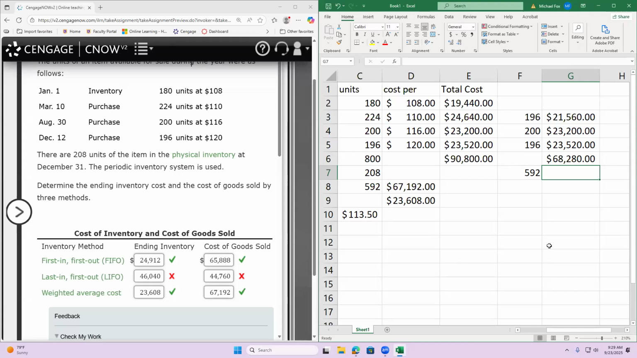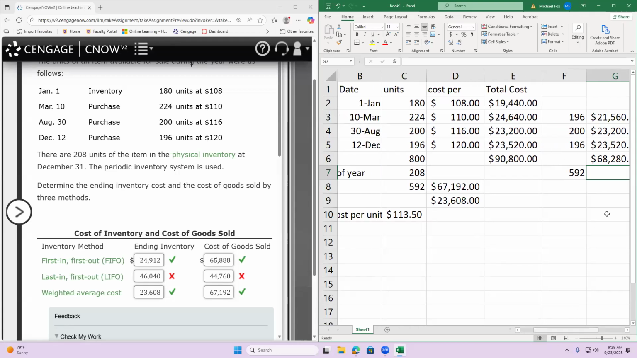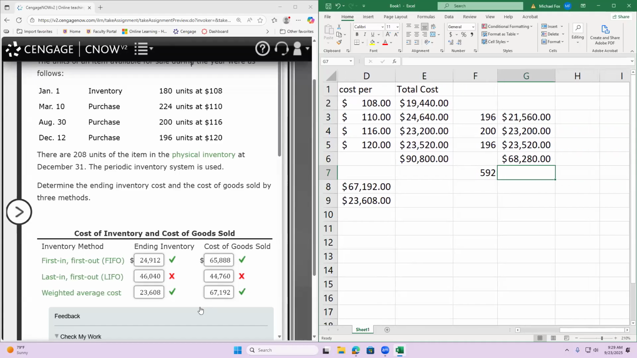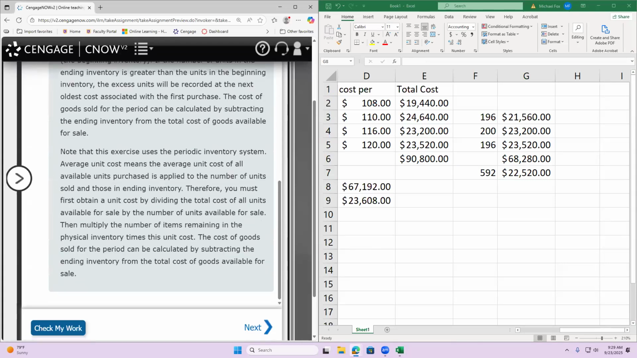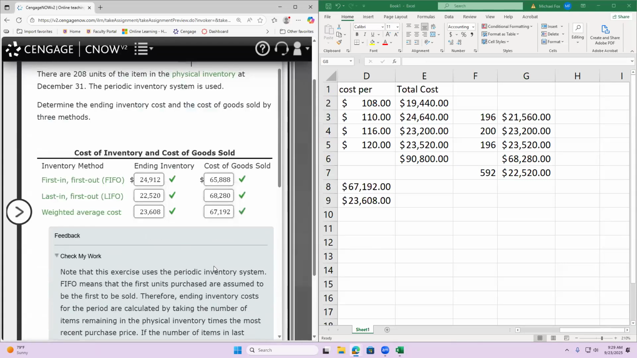We sold all of the oldest ones from December 12th, all of the ones from August 30th, and 196 of the ones from March 10th. Add those up, we get a cost of goods sold of 68,280. And then if we take 90,800, the total cost available, minus the cost of goods sold, that gives us the cost of our remaining inventory. So that was probably just an error of me not including all of those lines in my sum.